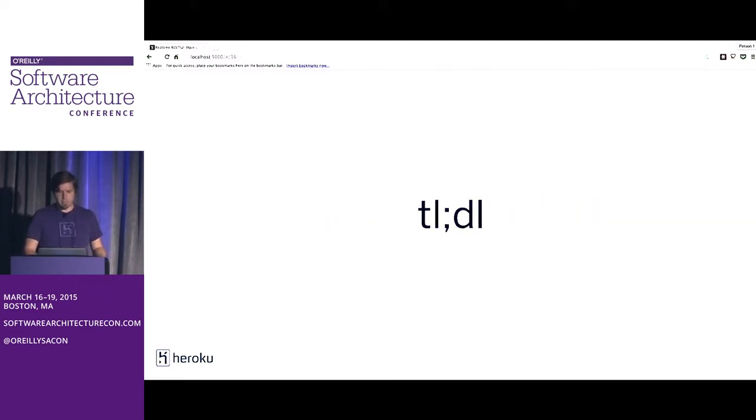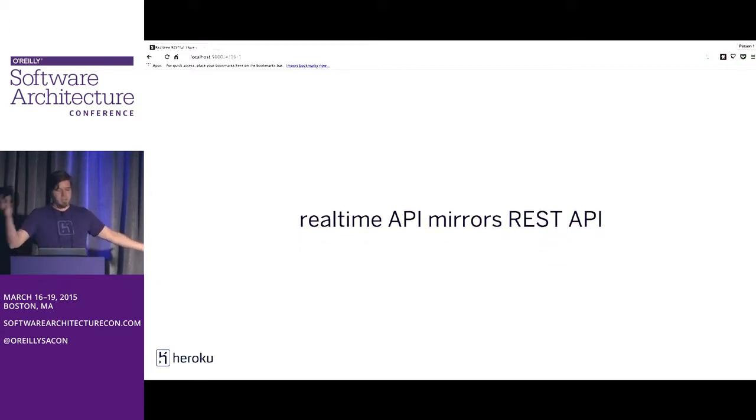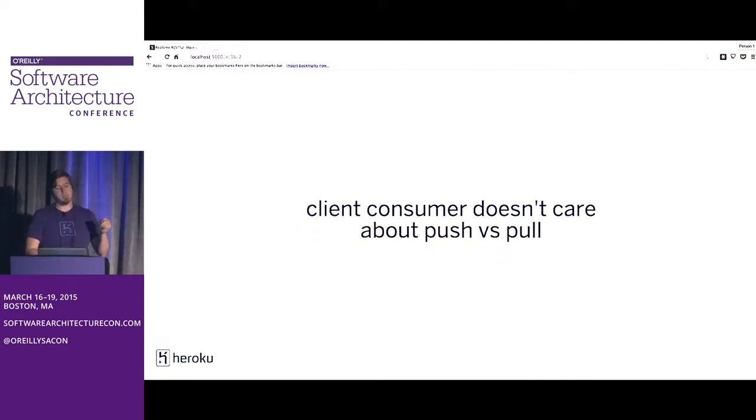The too long didn't listen, which is very likely with a talk this long: the real-time API mirrors your REST API, right? This is straightforward. This is easy. Don't build a separate transport design for your real-time layer. The client consumer shouldn't care if you're pushing or pulling. When the data gets down to the client, it should be able to react to it the exact same way, either way. That way you avoid geometrically increasing client application complexity.